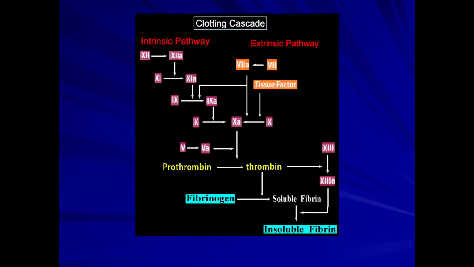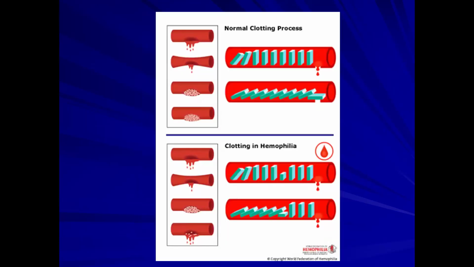This is that clotting cascade with all of these intrinsic factors, extrinsic pathways, our fibrinogen, our insoluble fibrin, and how each one plays a role in the clotting cascade. And again, that is in that other video. So review that other video that talks all about the clotting cascade.